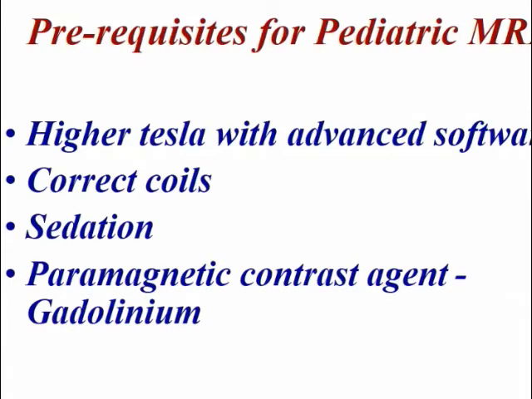Now, as far as MR is concerned, the higher the Tesla, which is the unit we use to represent the strength of the magnet, the better the resolution. So you have 0.5T, 1.5T, and 3 Tesla machines. The higher the Tesla, the better the resolution.